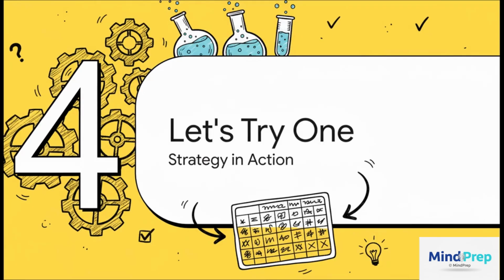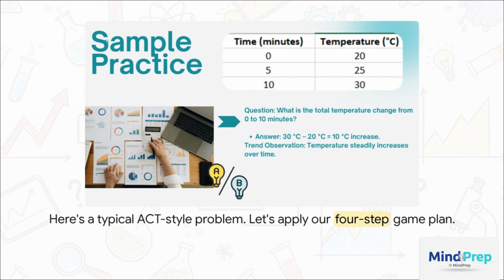Okay, enough talk. Theory is great, but seeing it in action is way better. Let's put our 4-step game plan to the test with a sample problem that looks exactly like something you'd find on the real deal. All right, here we go, a classic example. We've got a simple table, temperature changing over time, and a question. Now resist that urge to just stare at the numbers. Let's trust the process and start with step 1.